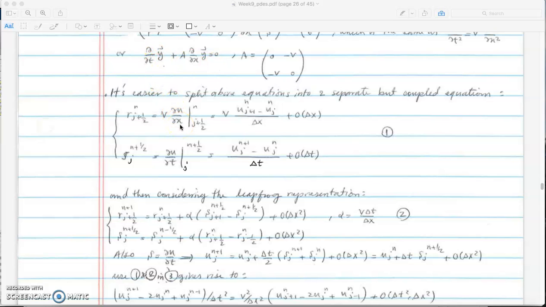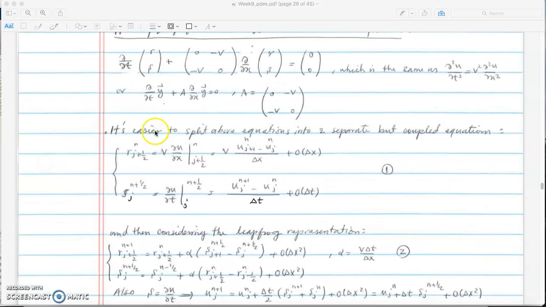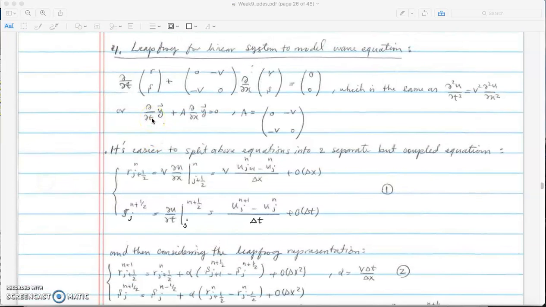Okay, so in other words, we use Leapfrog for a scalar equation. Now we're going to use Leapfrog for the system instead of the scalar equation. All right, before we jump into the Leapfrog discretization of the wave system equation, we need to do a little bit of derivation on the spatial and time derivative at half points.